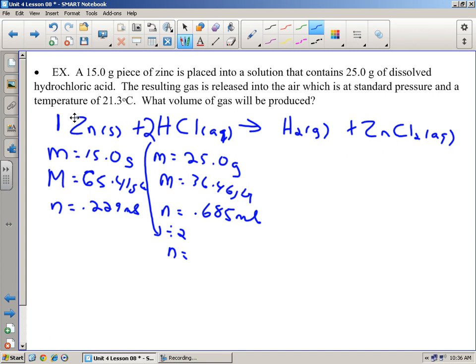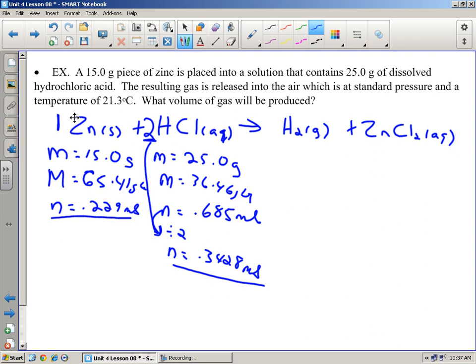So if I take this here and divide by 2, because there's a 2 out in front, 0.685 divided by 2 is 0.3428 moles. Now, if this reaction did, in fact, react in a 1-to-1, those are the numbers I would have there in a 1-to-1 relationship. So it looks like to me that the zinc has only got 0.229. We have 0.3428 for the hydrogen chloride.